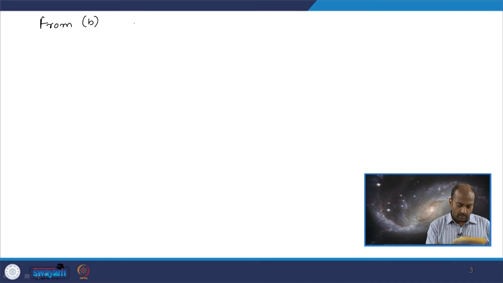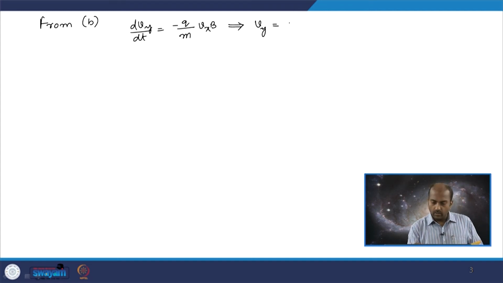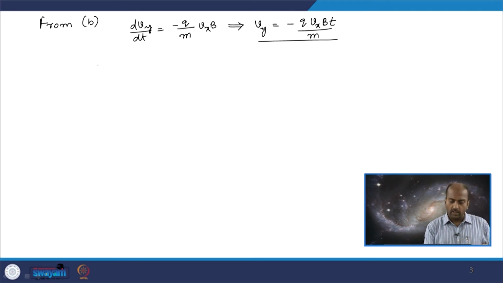Now, from equation B, we can write that dVy by dt is minus q by m Vx B, which implies Vy is equal to minus q Vx B times t divided by m. Let us call this equation D. Now, let us substitute this Vy result into equation A.